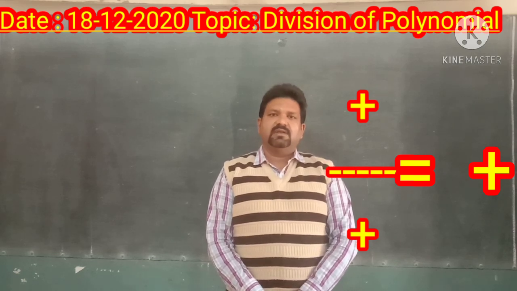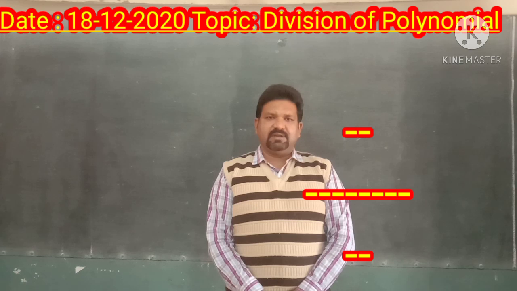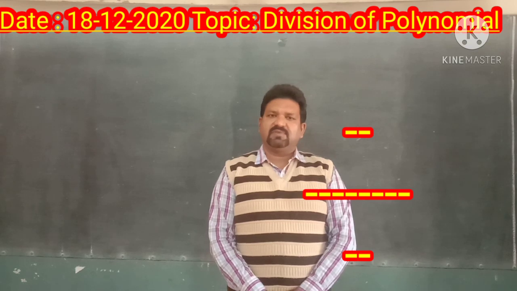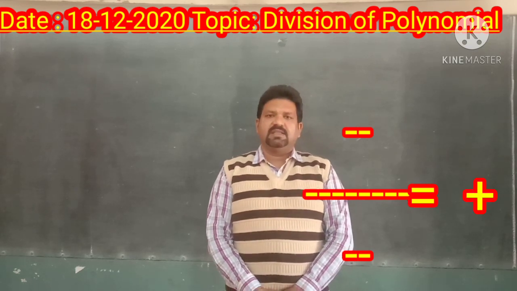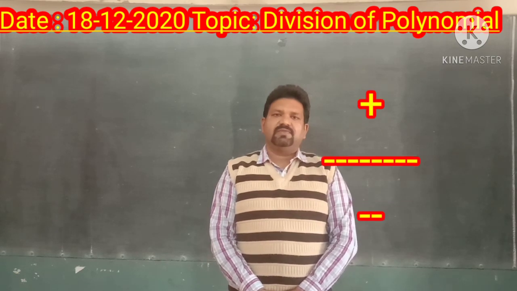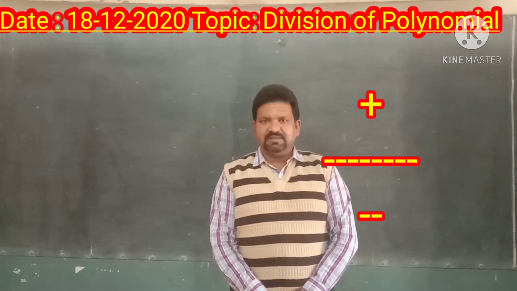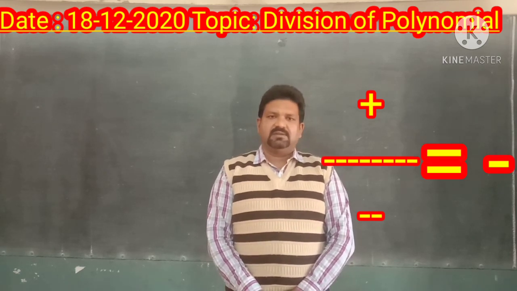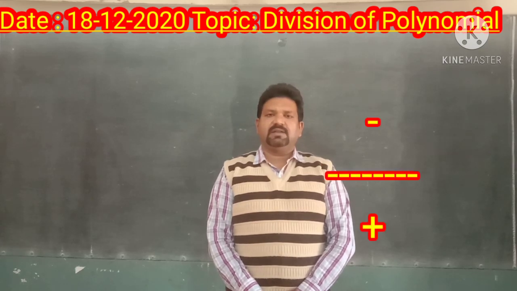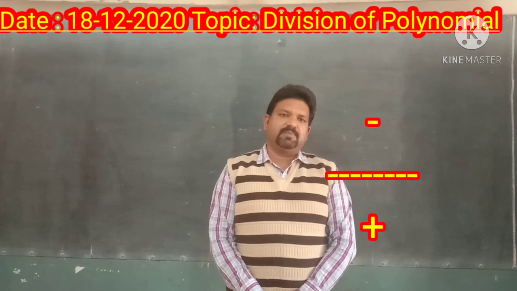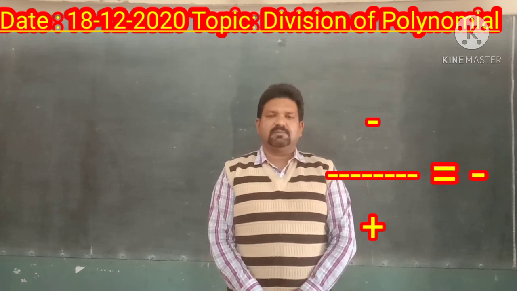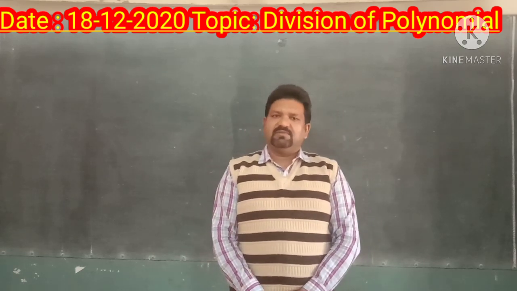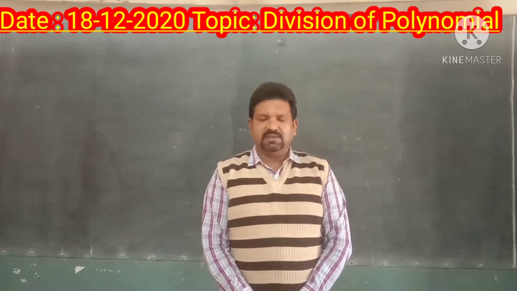Second rule, when we divide a negative number by a negative number, the answer will come with the positive sign. In the third rule, if a positive number is divided by a negative number, then the answer will come with the negative sign. Rule number 4, if we divide a negative number by a positive number, then the answer will come negative. So, according to the rules, I will give you a trick to remember it.